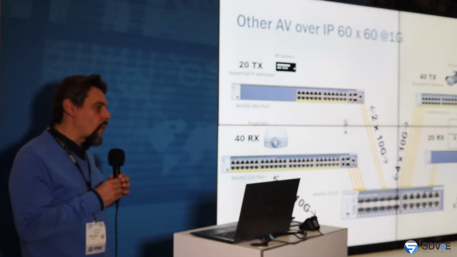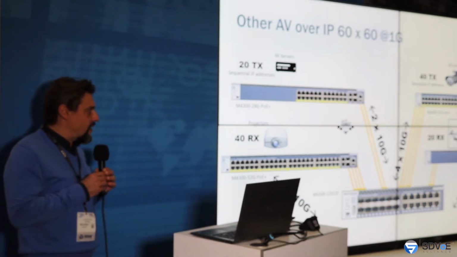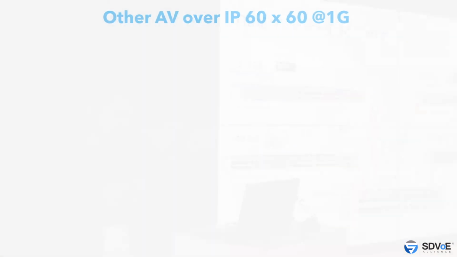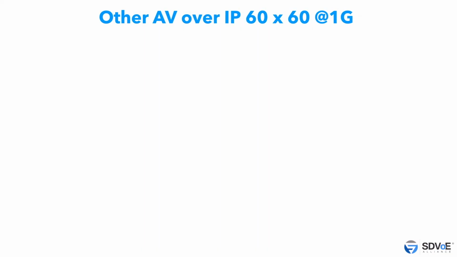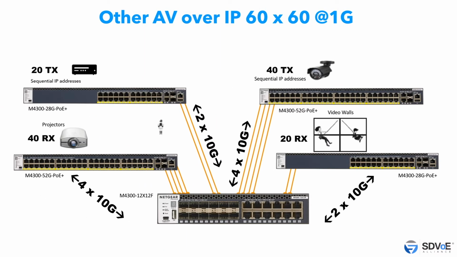Now, let's take a real-world example. Let's say you have a job coming up and you have 60 encoders, 60 video sources, and you want to build a matrix with 60 decoders. So 60 sources, transmitters, 60 decoders on the other side. And let's say, for the sake of this example, you still want to use 1 gig video over IP with a codec of some sort, 60 by 60.